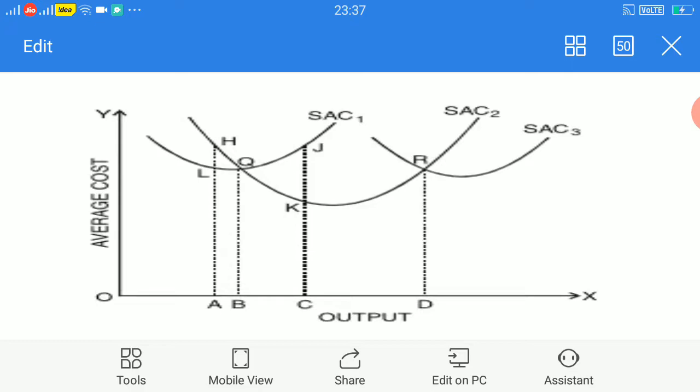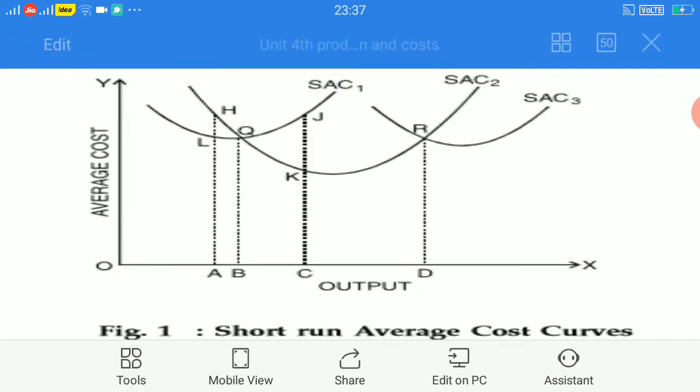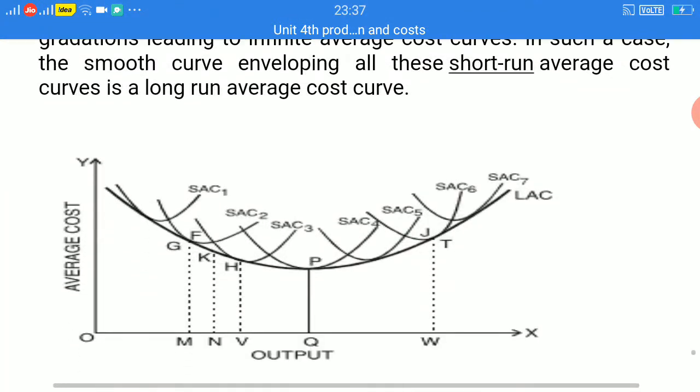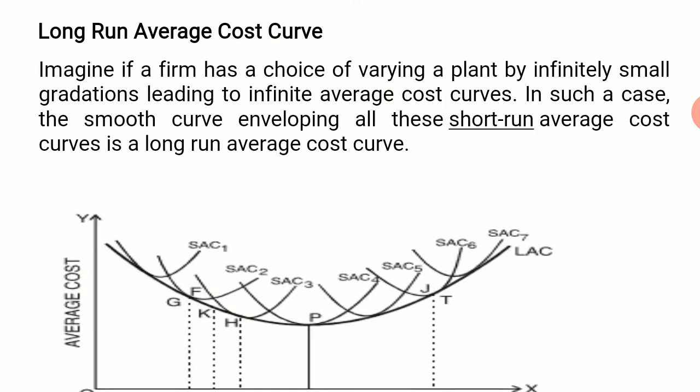Similarly, if the firm tries to produce an output which is greater than OV but less than OD, then it chooses SAC2, since SAC1 involves higher cost. For output larger than OD, the firm chooses SAC3. Summing up, we can say that in the long run the firm employs the plant yielding maximum output at minimum cost per unit. Now the next one is the long run average cost curve.